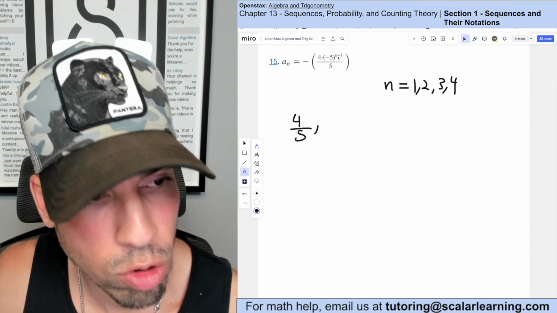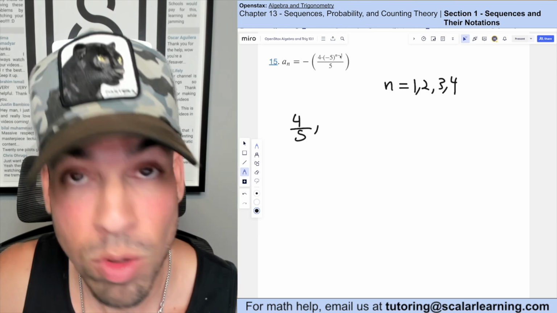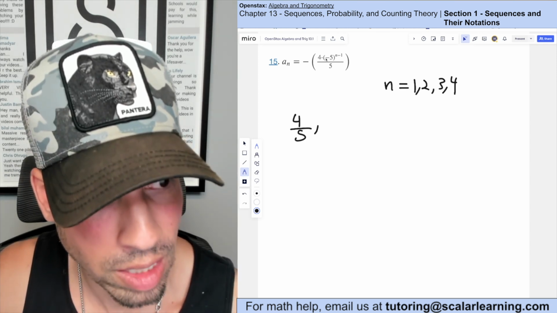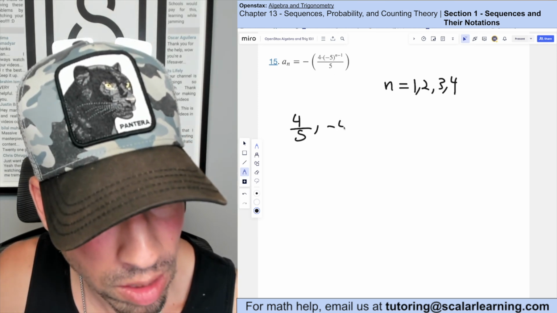Then we're going to plug in 2. 2 minus 1 is 1. That's negative 5 to the 1, which is negative 5. Times 4 is negative 20. Divided by 5 is negative 4.